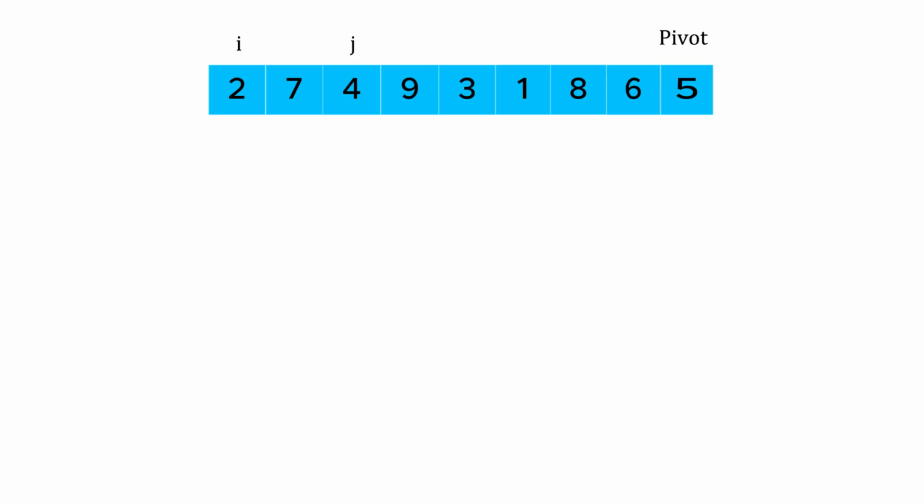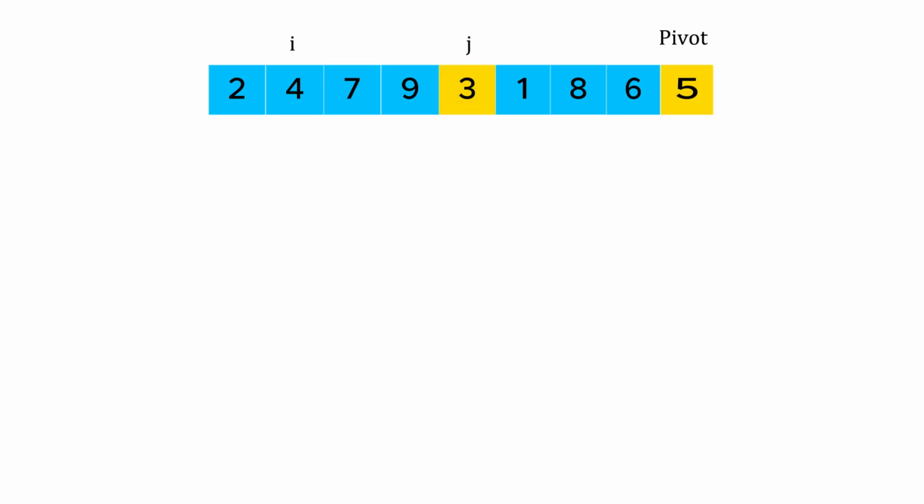We then compare 4 with 5. Is 4 less than 5? Yes, it is. So we increment i by 1 and swap the elements at the ith and the jth positions, swapping 7 with 4, then moving j forward. We check if 9 is less than 5. Since it's not, we just move j forward.